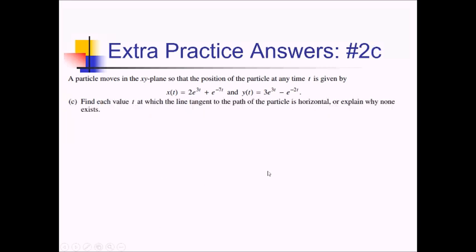And there we are. For this part, they want to find each t value at which the line tangent to the path of the particle is horizontal, or explain why none exists. So none is an option on this one. So if I want to know where the tangent line is horizontal, I'm basically looking for places where y prime, the up-down motion of the particle, is 0, and at the same time x prime, the left-right motion of the particle, is not 0. These two things need to be true at the same time for us to have a horizontal tangent line. Okay, so let's start by figuring out places where y prime is 0.